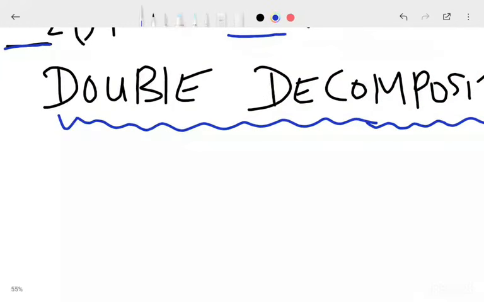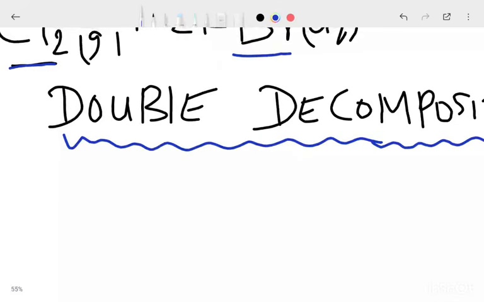Double decomposition. Now, what is the meaning of double? You understand the meaning of decomposition from the previous topic, right? So, double means what? Two. Double, meaning two bigger compounds, two compounds that are splitting. So let me give you a definition.